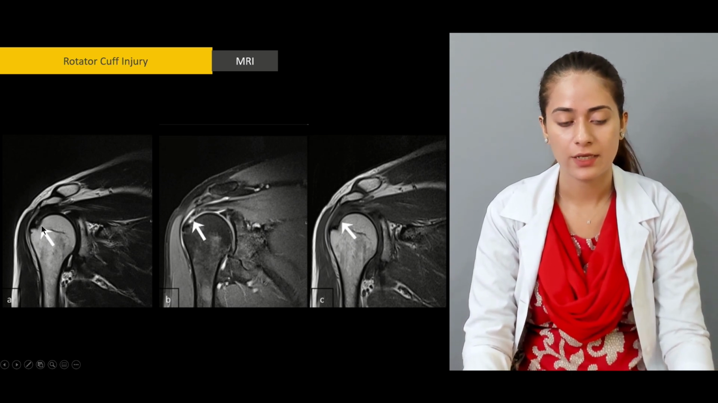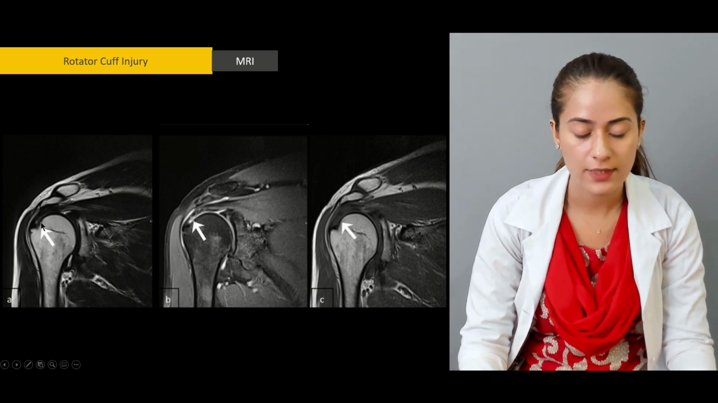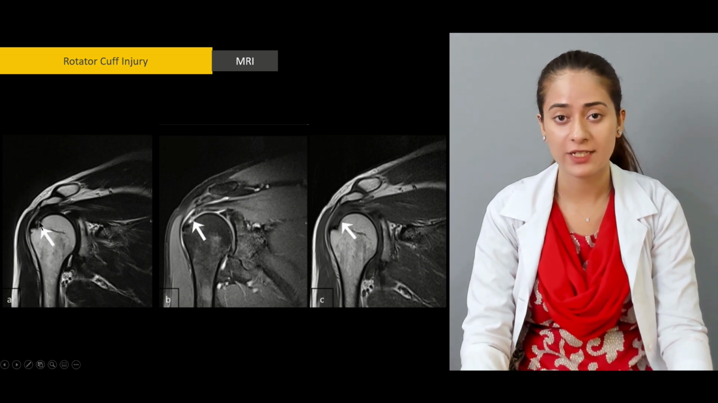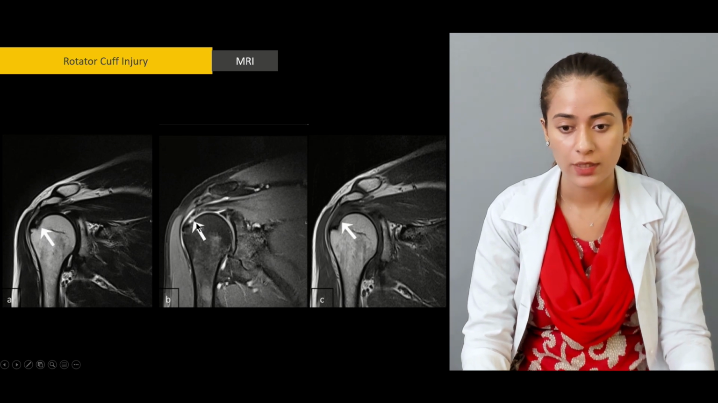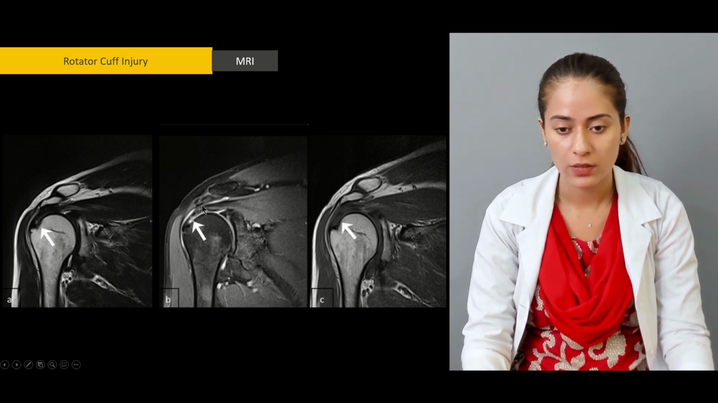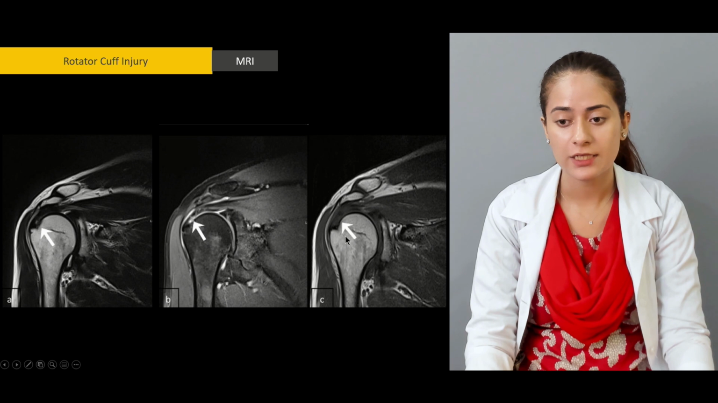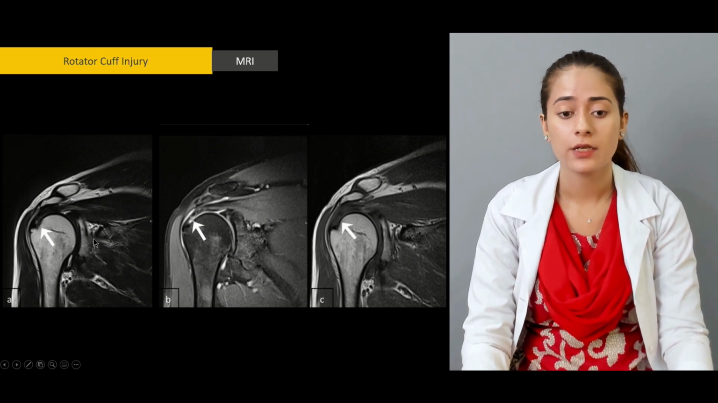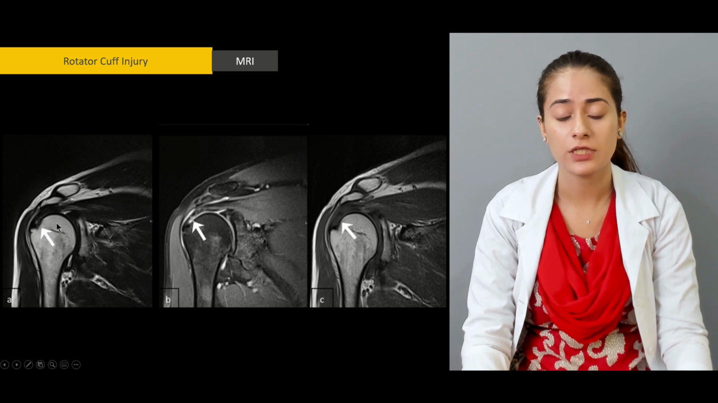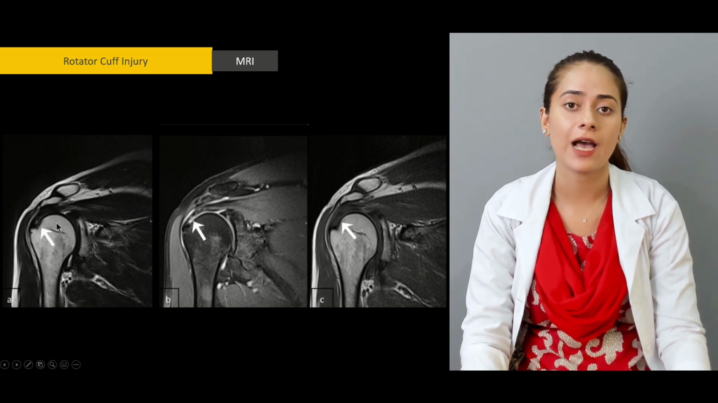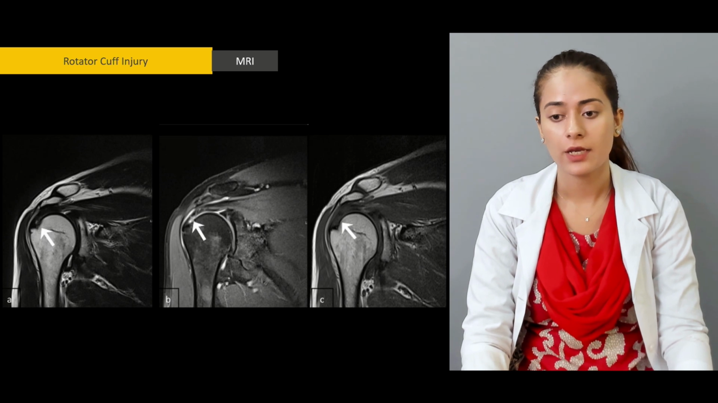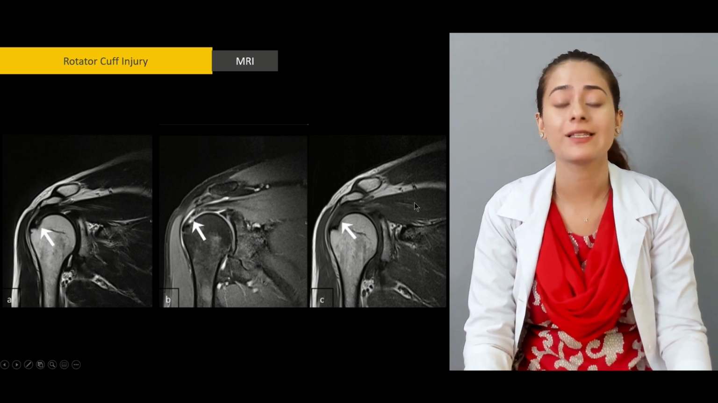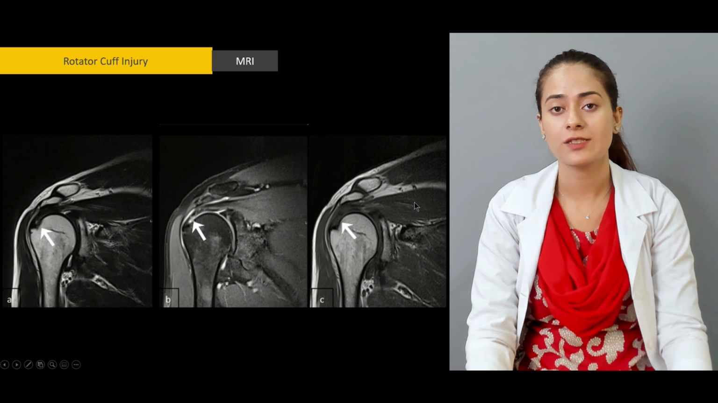So this is a tear in the supraspinatus tendon. It's a complete rupture, as is visible in the fat-SAT as well. And here, this is the rupture. So in T1, the fluid is hypo-intense, which means it's black, contrary to T2, in which the fluid is hyper-intense, which means it's white. And the fat in both the sequences is hyper-intense, which means it's white.